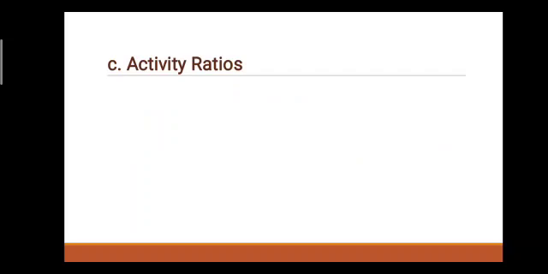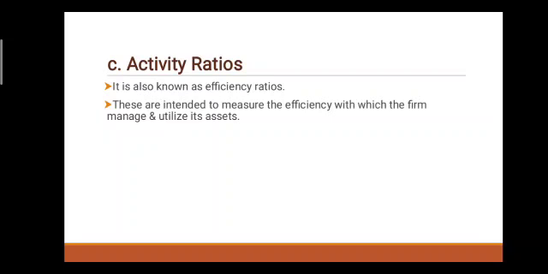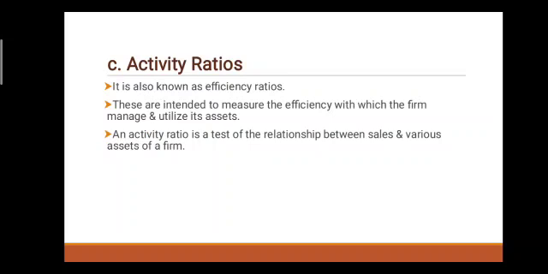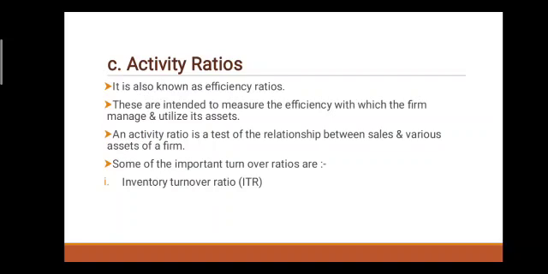Third one, activity ratios. It is also known as efficiency ratios. These are intended to measure the efficiency with which the firm manages and utilizes its assets. An activity ratio is a test of the relationship between sales and various assets of a firm. Some of the important turnover ratios are: first, inventory turnover ratio, ITR. Second, capital turnover ratio. We will discuss one by one.